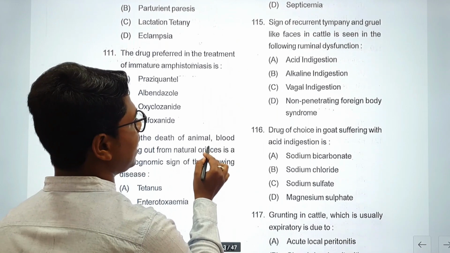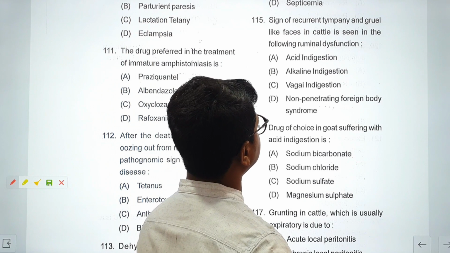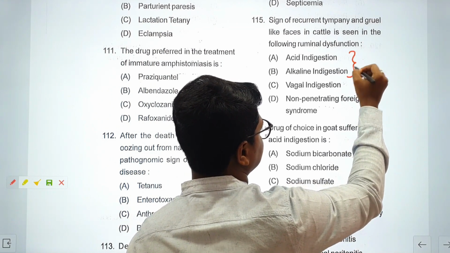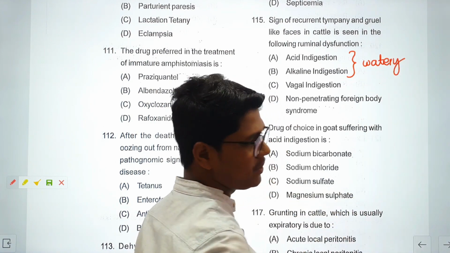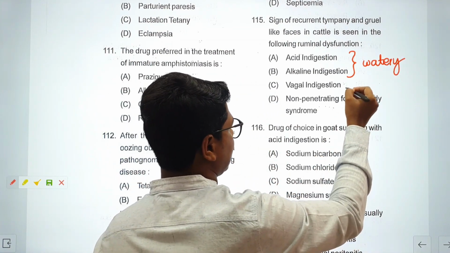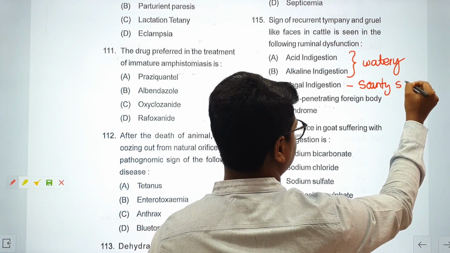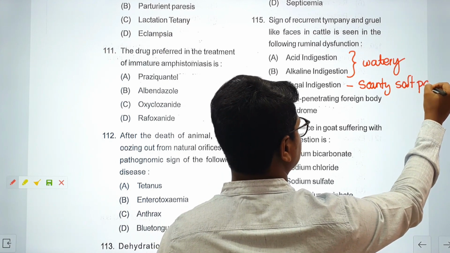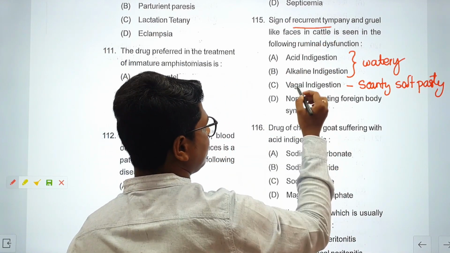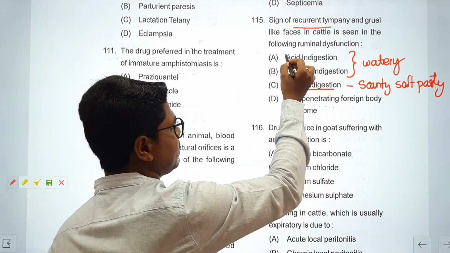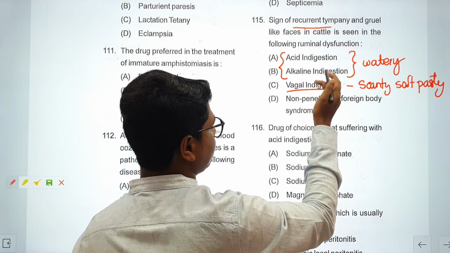Signs of recurrent tympany and gruel-like feces in cattle are seen in the following ruminal dysfunction. In acid indigestion and alkaline indigestion, you will find watery feces. Gruel means soft. In vagal indigestion, you will find a very characteristic scanty, soft, pasty feces. Pasty. Okay. And there is recurrent tympany. In vagal indigestion you will find recurrent tympany, but in acid or alkaline indigestion you will not find recurrent tympany.